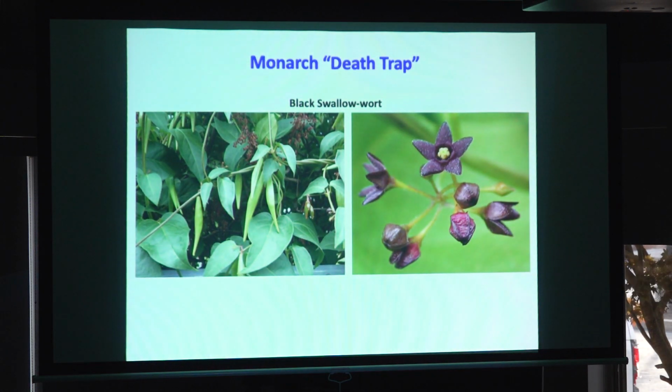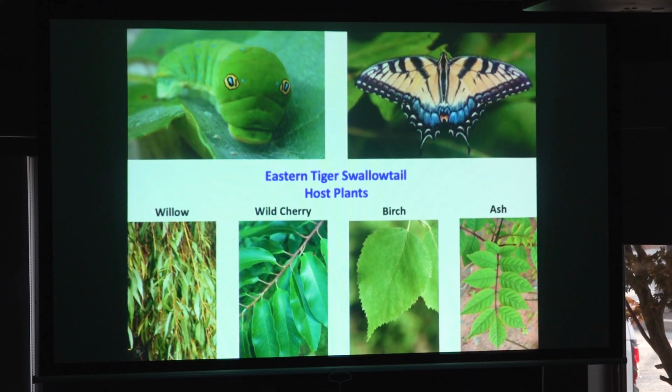However, be aware of this invasive vine called the black swallowwort, because the female monarch might go ahead and lay her eggs on the leaf. It's closely related to these milkweeds, but that would be a fatal mistake because when the egg hatches, the caterpillar will not be able to feed on and nourish itself on the leaves of the black swallowwort. So please rid your property of this plant if at all possible.